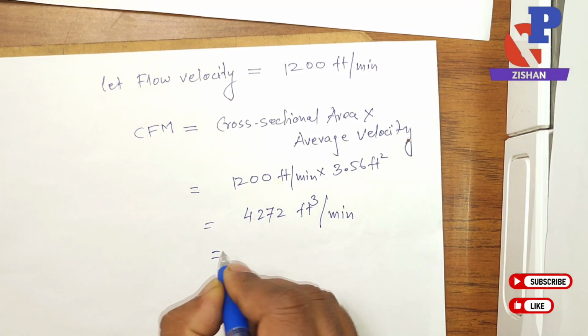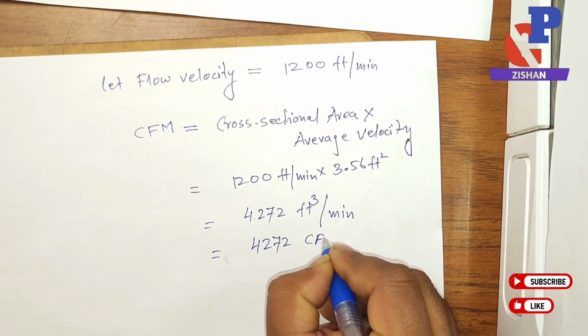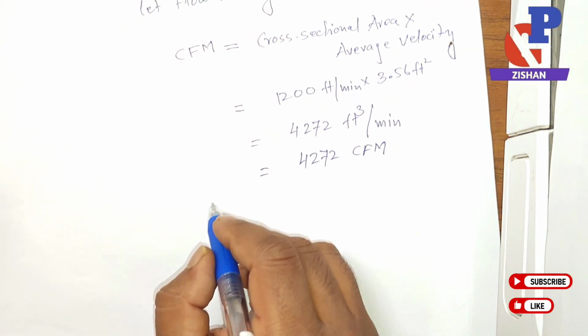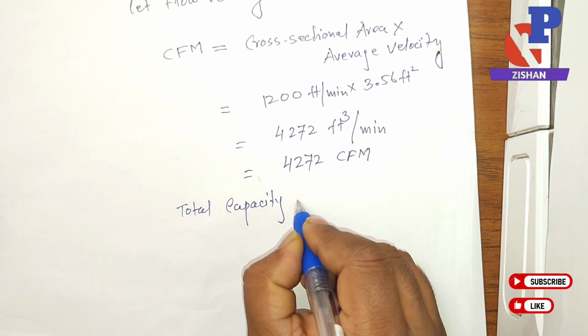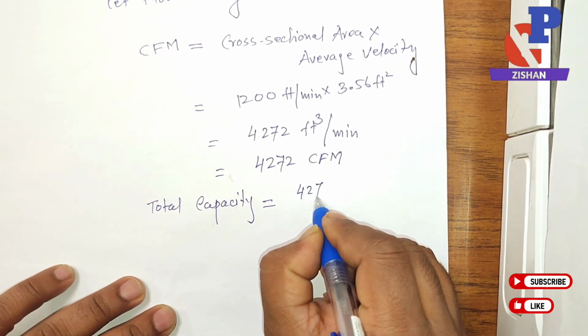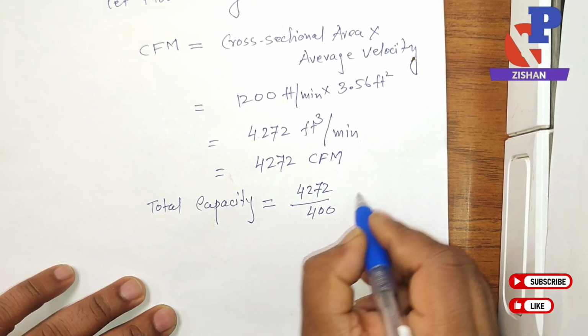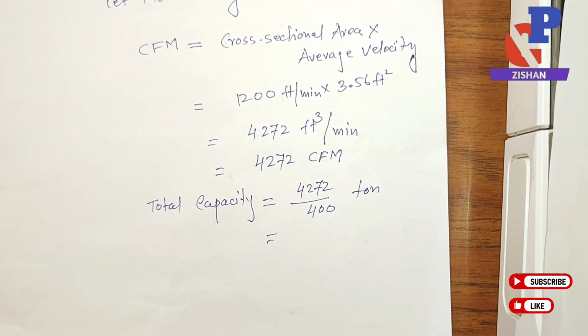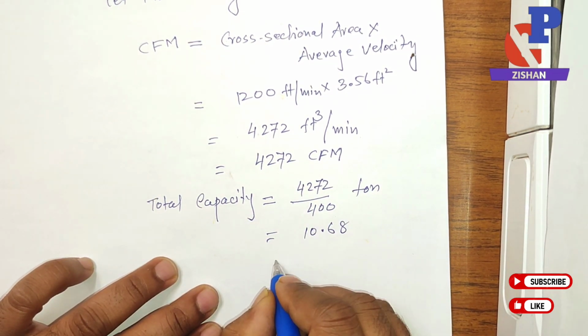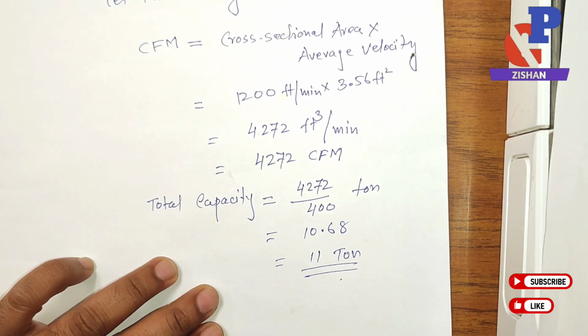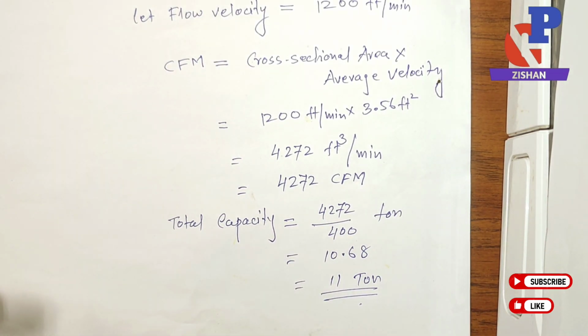The feet cube per minute is CFM, because CFM is cubic feet per minute. That's why we call it CFM. This is the full form of CFM. So our CFM is 4272. Now the total capacity equals total CFM divided by 400, because 1 ton equals 400 CFM. After calculation, we found 10.68, that means 11 ton. This is the example.